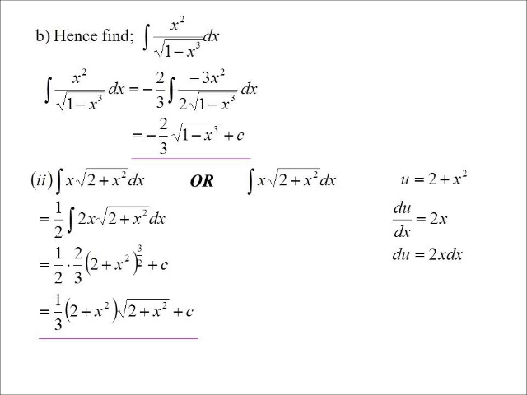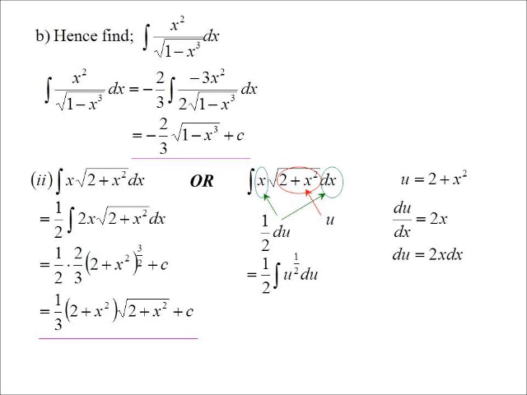And so du dx will become 2x, and so treating this rate like a fraction, I mean rates are fractions, so du would equal 2x dx. And I can substitute that in because I've got an x dx. So when I look at this now, I go, 2 plus x squared, that's u. And x dx, that's half du. And so my new integral becomes a half the integral u to the power of a half du.